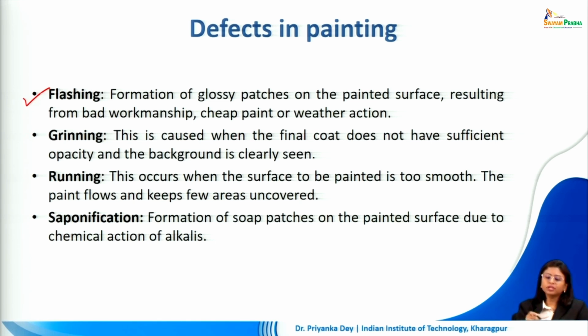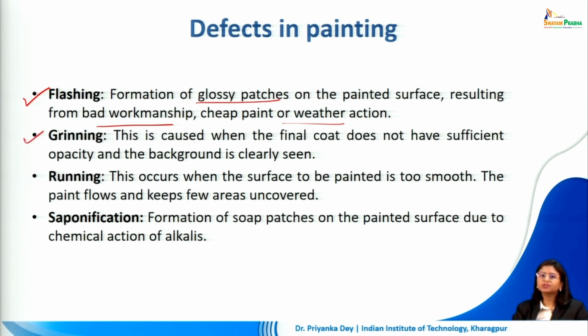Flashing is the formation of glossy patches on the painted surface. Now, this usually happens because of using cheap paint, bad workmanship or even weather action. So, there will be some parts of the paint when we see the wall at a certain light, at a certain angle, we will be able to see small patches of glossy finish on the surface. Now, imagine having a smooth matte finished paint surface and certain patches of gloss which are reflected in the light. It's not an appearance we want to be going for. That is called flashing and is a very common defect in painting.